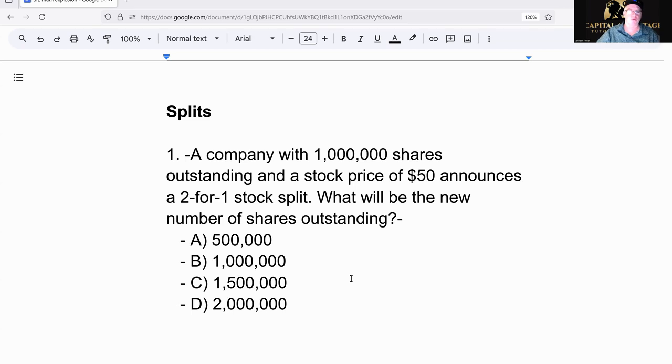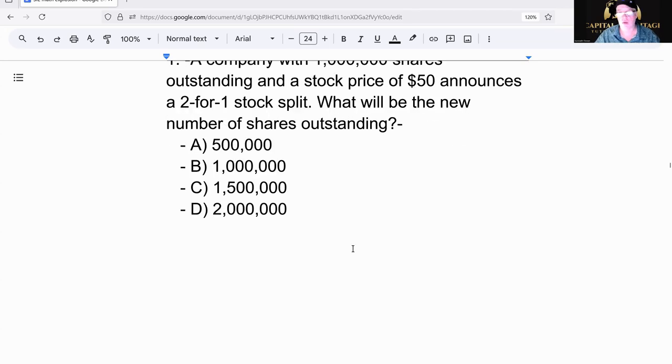Okay, here we go. There are going to be some tricky ones here, but you are going to get stock split questions. A company with 1 million shares outstanding and a stock price of 50 announces a 2-for-1 stock split. What will be the new number of shares outstanding? So we get 2 for every one we own. Just do 2 divided by 1. That you multiply times the shares. We had 1 million, and we have 2 million. Boom, 2 million shares outstanding. That's the new number. I love it.